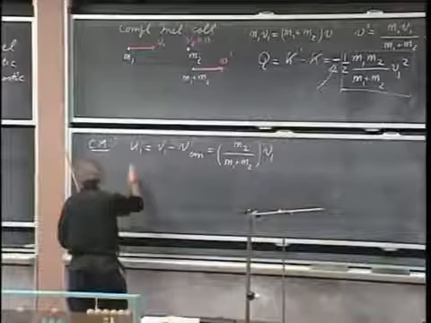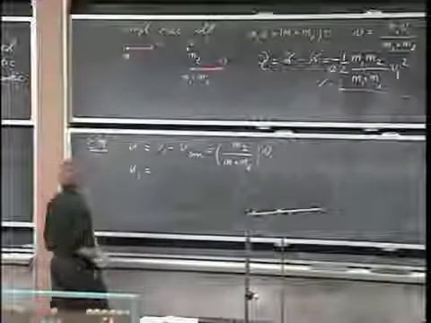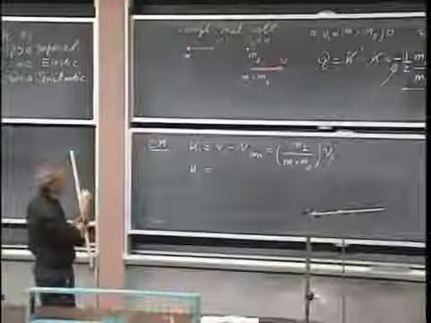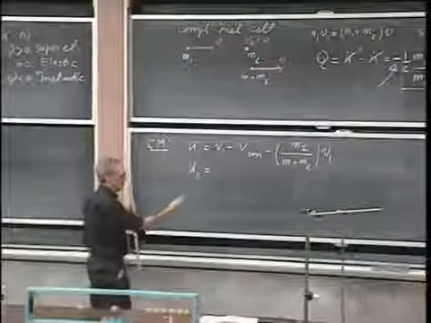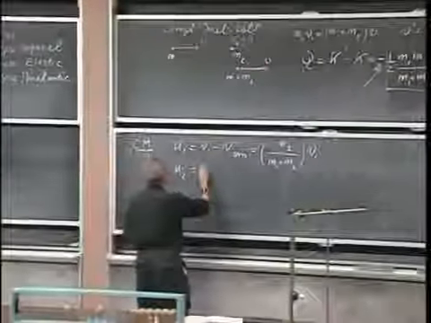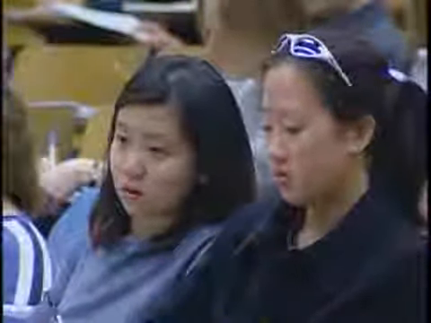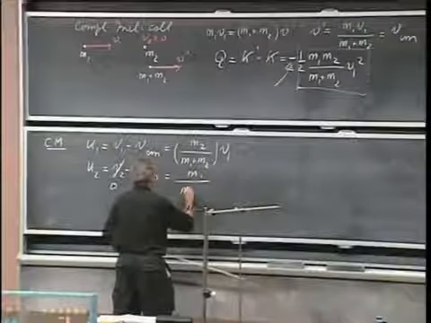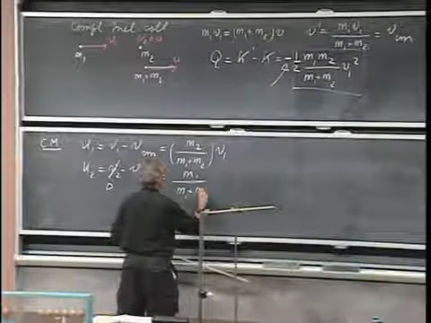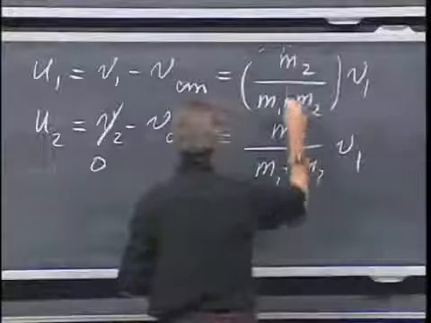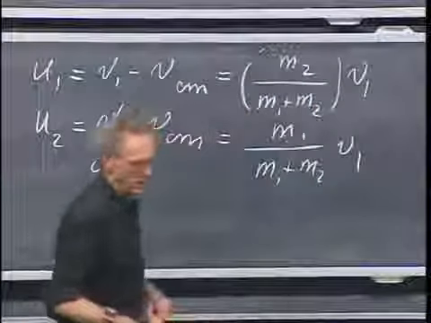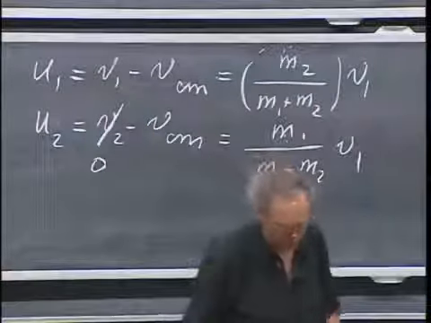And now we go to calculate u2. We want to know what the velocity is, in the center of mass frame, of the other one. That, of course, is v2 minus v center of mass, but v2 was 0. This is m1 divided by m1 plus m2 times v1. So the difference is only the m1 upstairs and the m2.